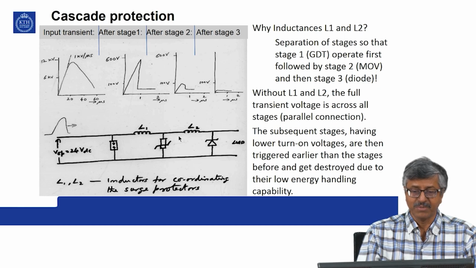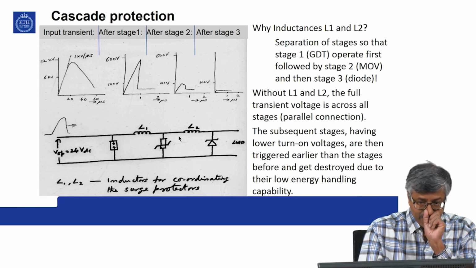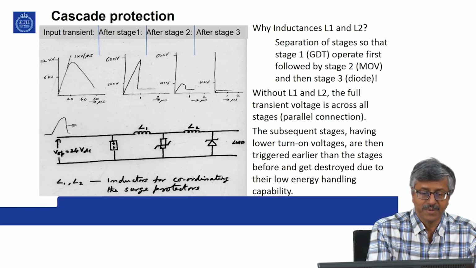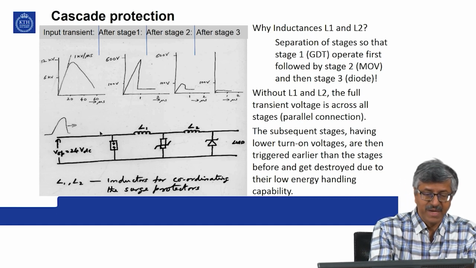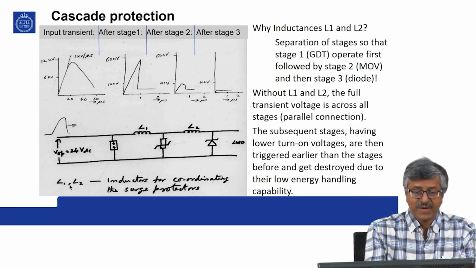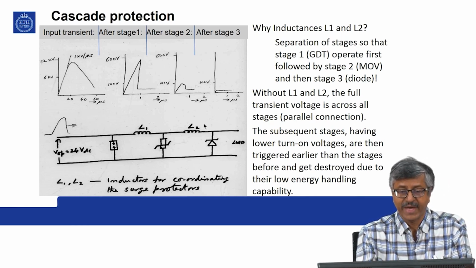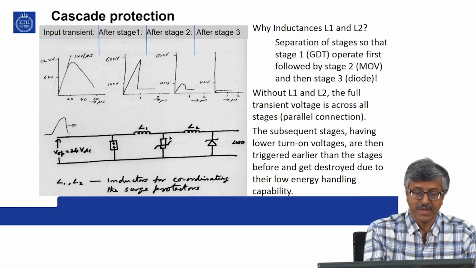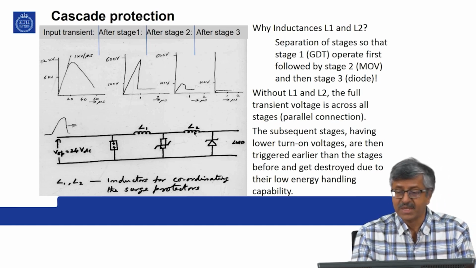So, you require this because when a surge is coming, you want first your spark gap to operate, so that maximum energy is bypassed. If it failed to operate and the surge is coming directly onto this diode, already equipment damage can happen. So, that is the reason why, to make sure that this is operating first, you have these inductors.